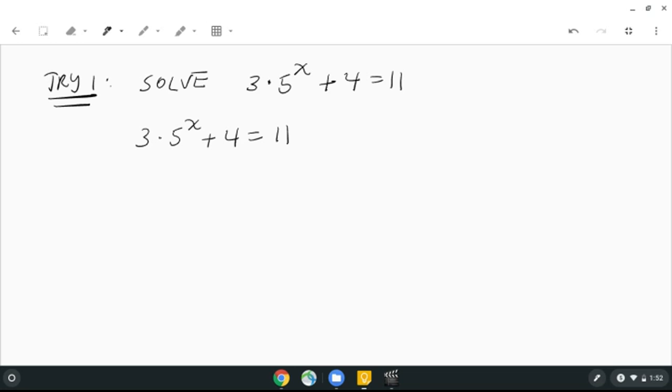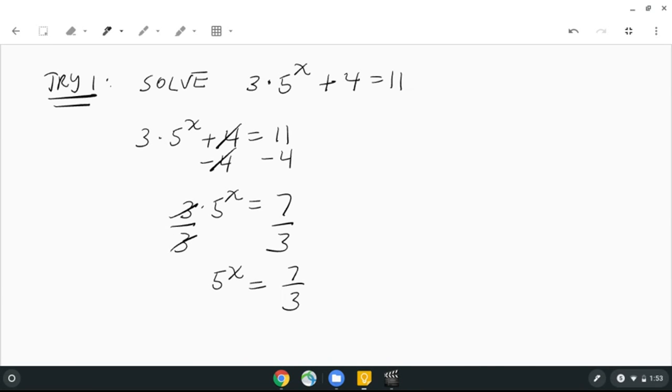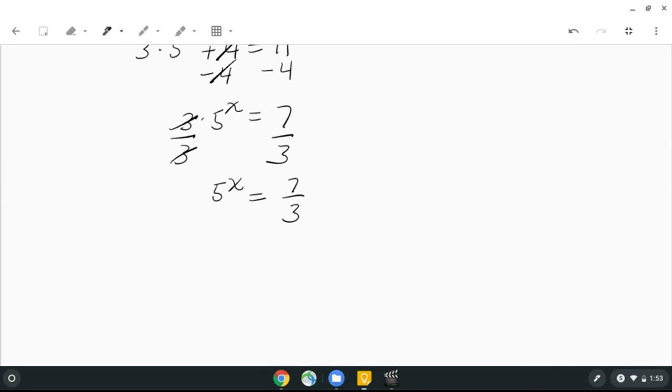So here we need to get the exponential by itself, so I need to subtract 4 on both sides. And I need to also divide by 3 on both sides. And once you have the exponential by itself, now you can go ahead and take the log of both sides. Again, it doesn't matter which log you do. If you do log or ln, that's fine.